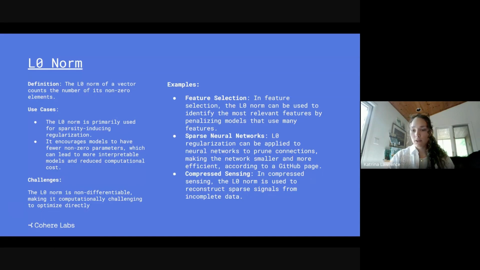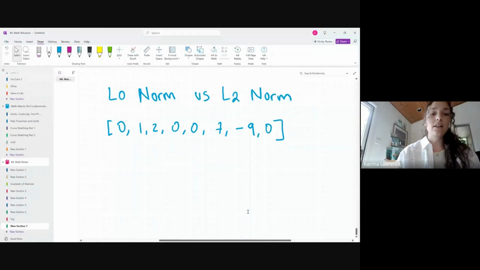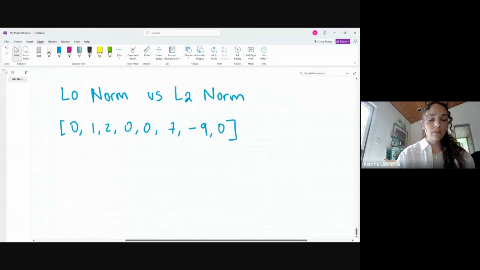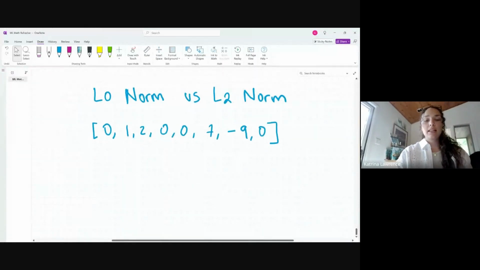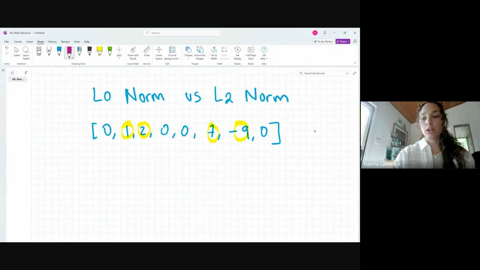So I'm going to switch over to a whiteboard for a moment, and then we can go through some examples together. Okay, so here looking at the L0 versus the L2 norm, the L0 norm is when we're counting all of the non-zero elements. From a mathematical stance, it's pretty easy to calculate. We just go through and look at all your non-zero elements. So in this example, your L0 norm would equal 4.